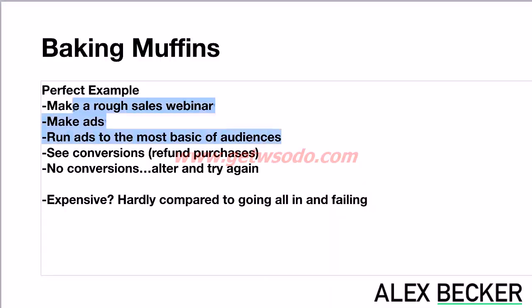So example, when I first started up HCOM, I made a very rough sales webinar based on the scripts and everything you're going to see in here. I made really basic ads targeting people that were searching Shopify on Google. That's it. That was it right there. I saw tons of conversions. I knew, bam, I got product market fit. These ads are super profitable. I'm making like an 8x ROI. We got product market fit right here.